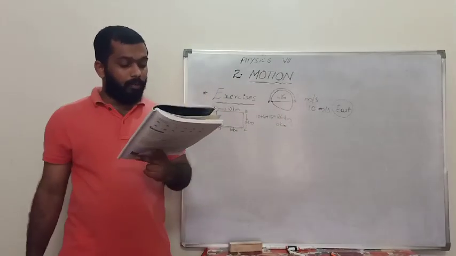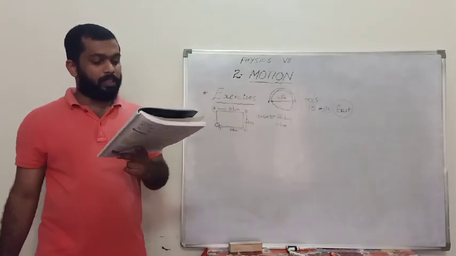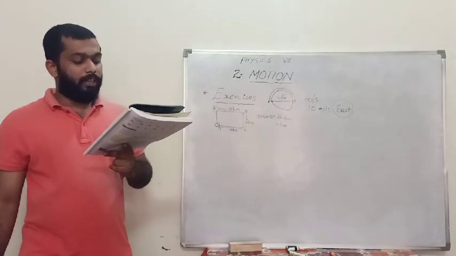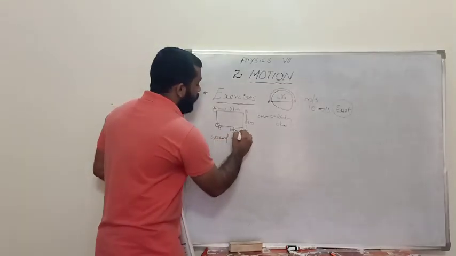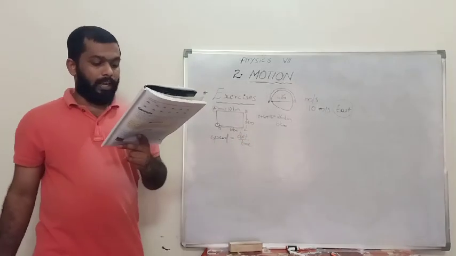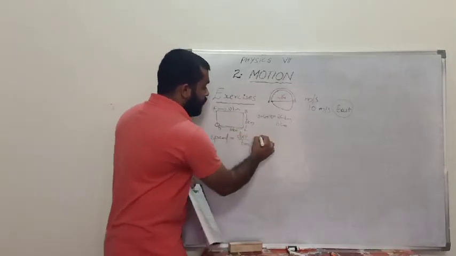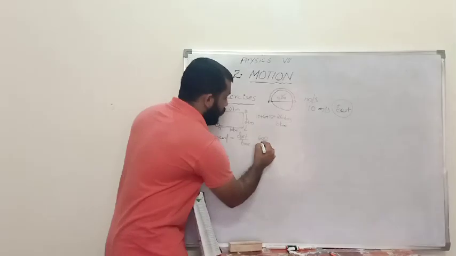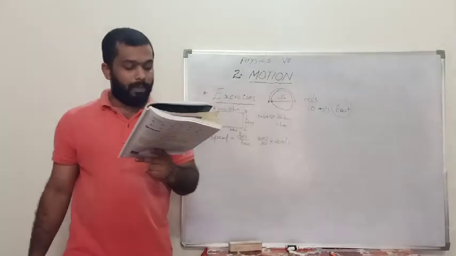Now, the third one. Calculate the speed of an object if it covers 600 meters in 30 seconds. What is the equation of speed? Speed is equal to distance covered divided by time taken. Here the distance covered is 600 meters. So 600 divided by the time, 30 seconds. The answer will be 20 meter per second.